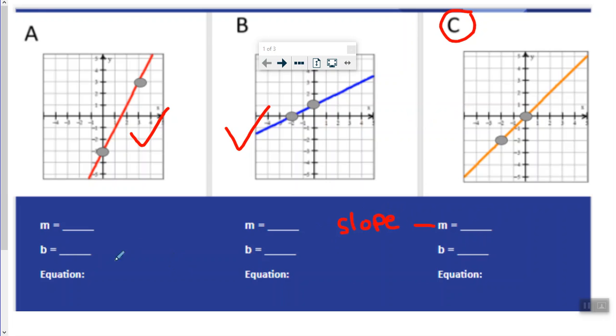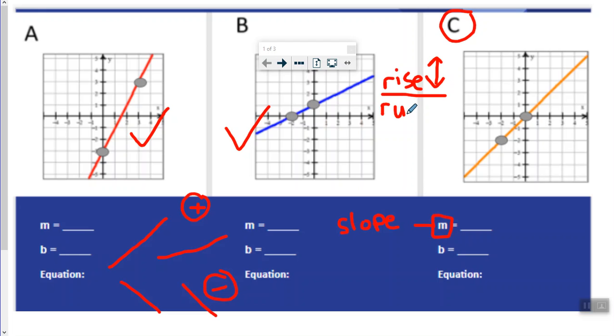Remember, if the line is like that, this is a positive slope, okay? If the line is like this or like that, this is a negative slope, okay? So first let's calculate M. M means slope. To calculate slope, you need to do rise, which means how many do you go up or down, over run, okay? How many spaces do you go left or right?